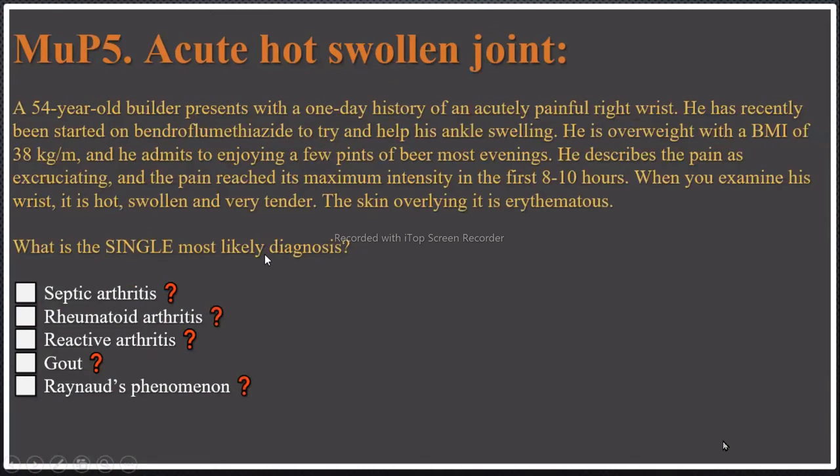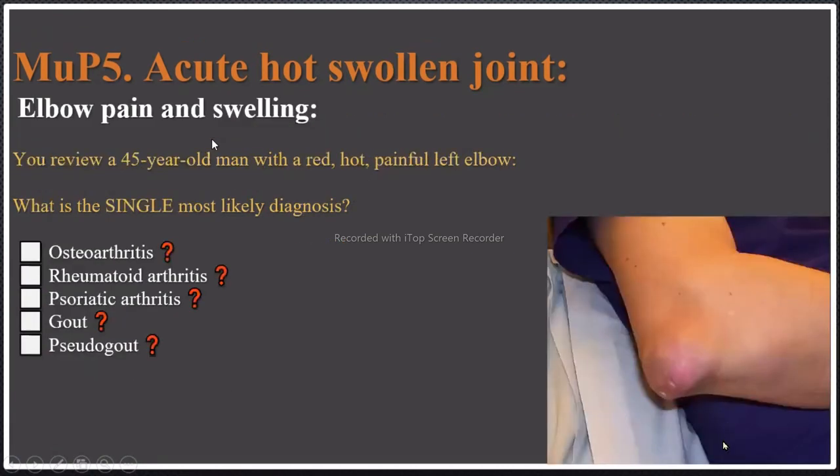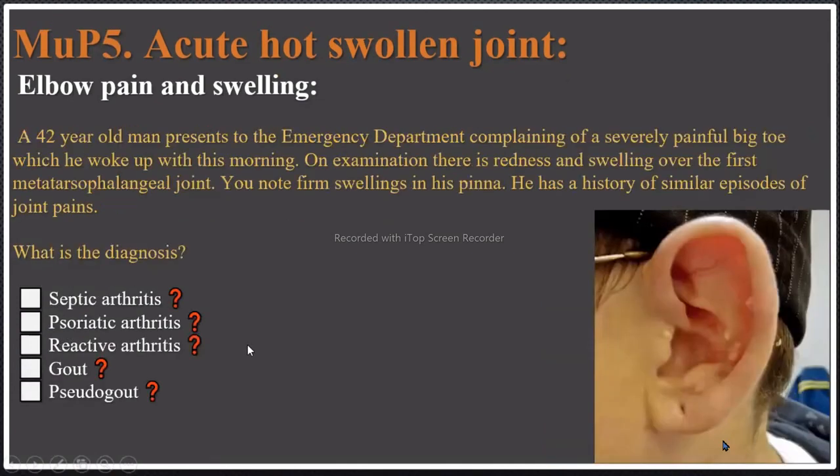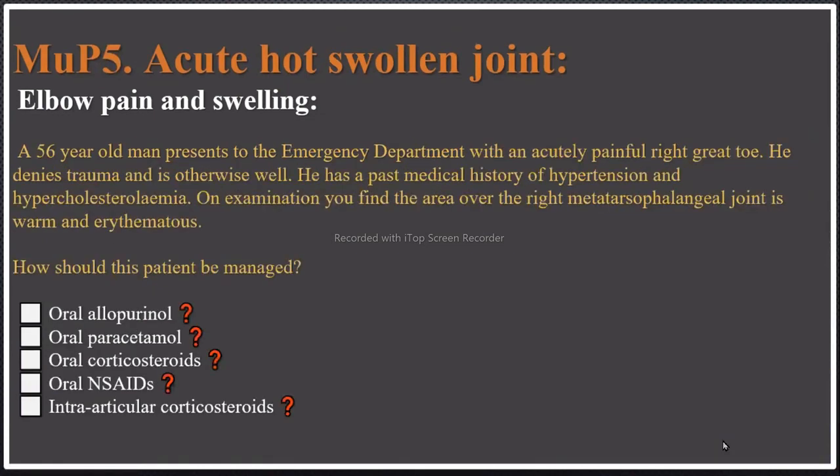Single most likely diagnosis. Gout, because of diuretics. Okay. Single most likely diagnosis. Gout. Yes, but we don't have tophi here, so we'll choose gout. Arthritis, it's a gout. Yes. Gout. Okay.